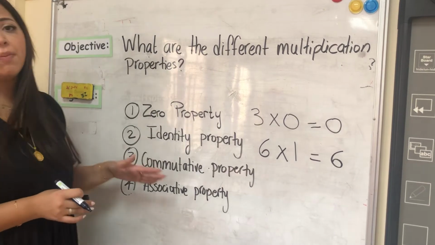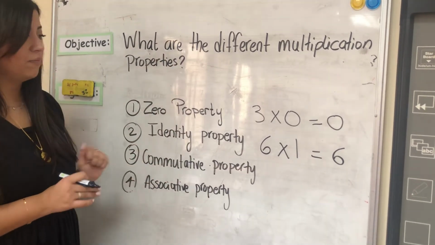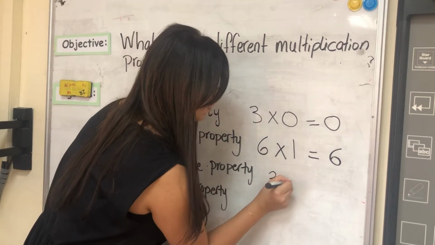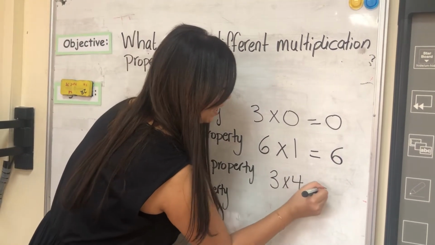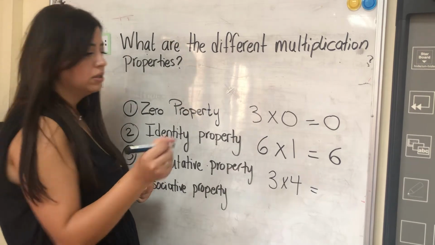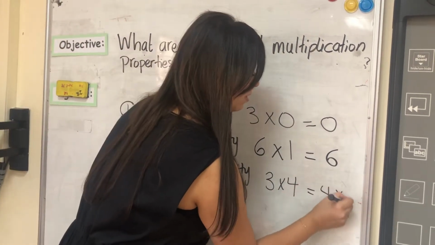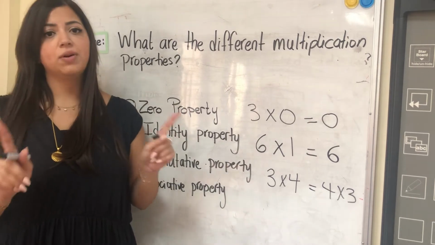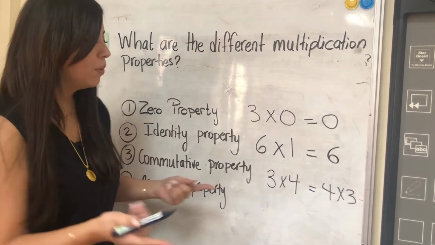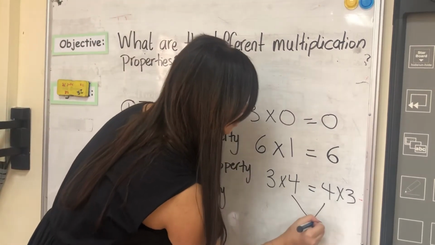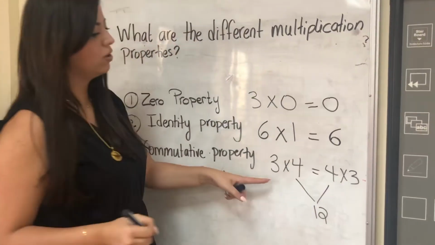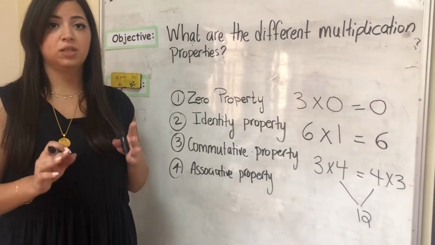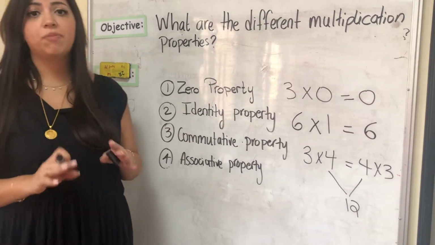Now, our third property that we need to know is called the commutative property. Here, it's when I take a number, for example, 3 multiplied by 4, and then I switch the numbers around where I have 4 multiplied by 3. Here in the commutative property, it's just when we take the numbers and we switch their order. Both multiplication sentences here will give me 12. 3 multiplied by 4 gives me 12, and 4 multiplied by 3 also gives me 12. This is the commutative property.